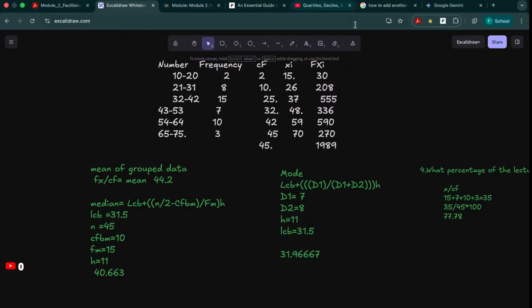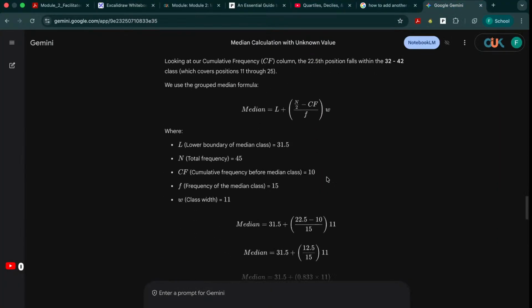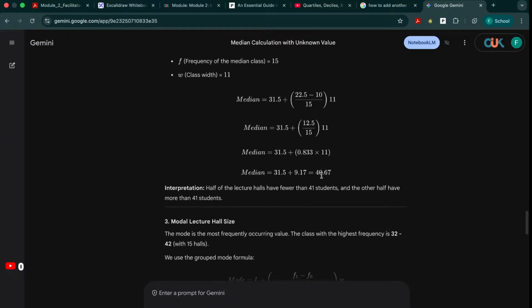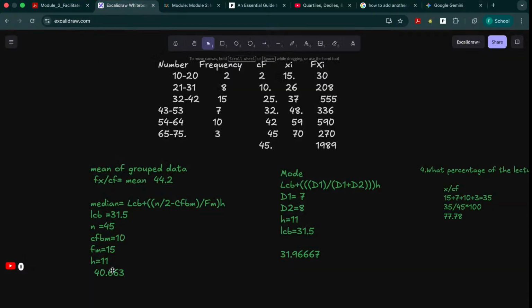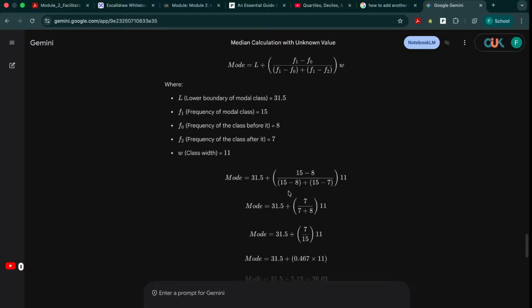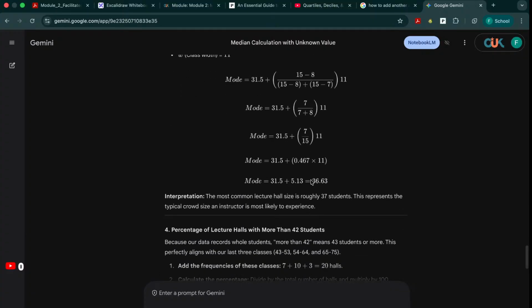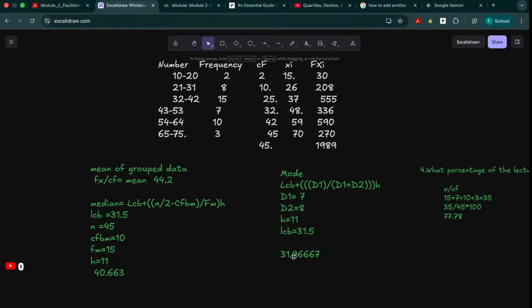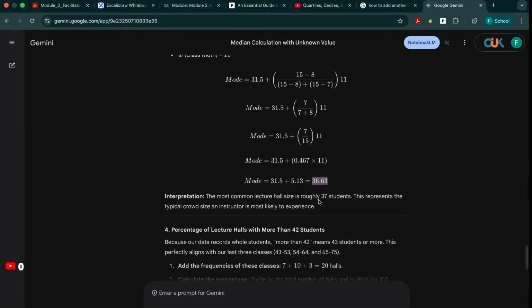So let's check median. Median is 40.67. Okay, that one I think is right. Mode is 36.63. Something needs to be debugged.